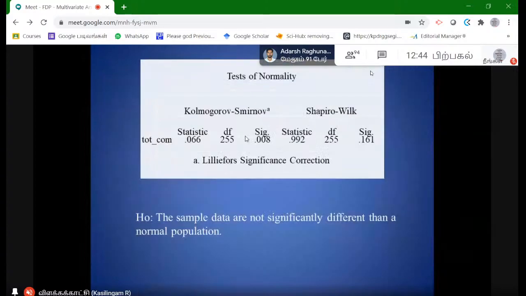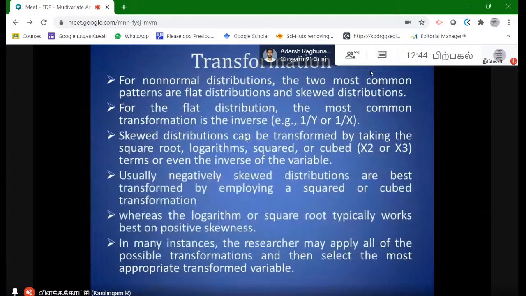Okay. So if you do not have normal data, what to do? If it is a flat distribution, you should take the inverse. If it is a skewed distribution, you should take the square or logarithm. If it is negatively skewed, then you can take the square. Now please understand, first try with the log.